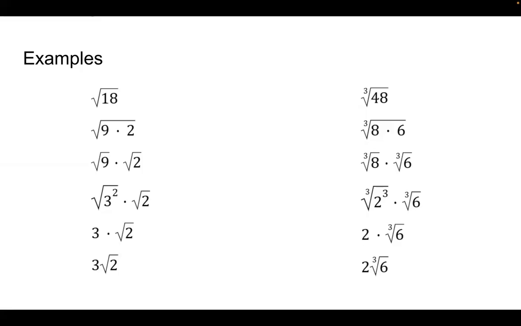And we talked about it also works for cubes. So the cube root of 48, well, we know that 8 is a perfect cube. That's 2 times 2 times 2. So we could rewrite this as 8 times 6. Using the product property, we could split that up to the cube root of 8 times the cube root of 6. We know 8 is 2 cubed, so that simplifies down to 2. And again, we can smush that back together. We'll get 2 times the cube root of 6.